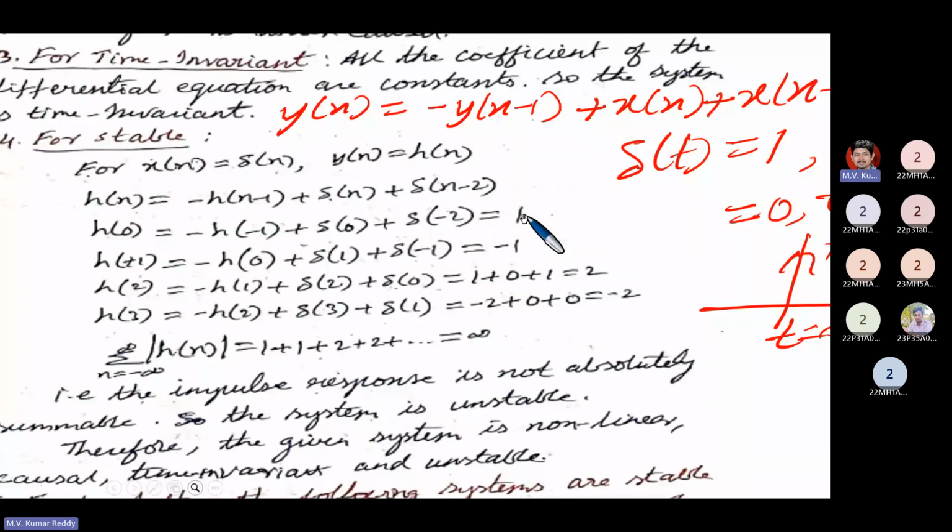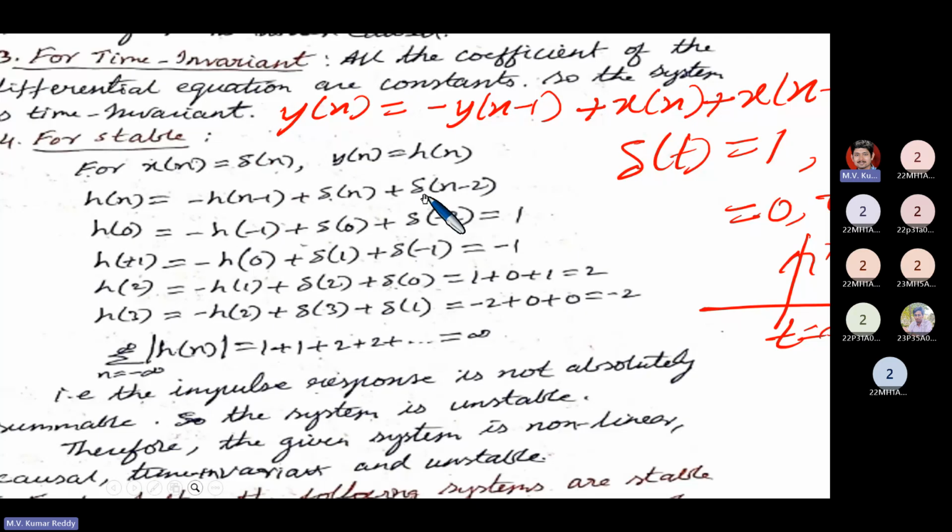Okay, so in the next step, wherever h of 0 appears, okay. Whenever you have h of 0, English please. English. Okay, I am forgetting. Okay, whenever here h of n is equal to minus h of, from this equation, whenever it is y, put h. Okay, y of n, h of n; y of n minus 1, h of n minus 1. x means delta of n.